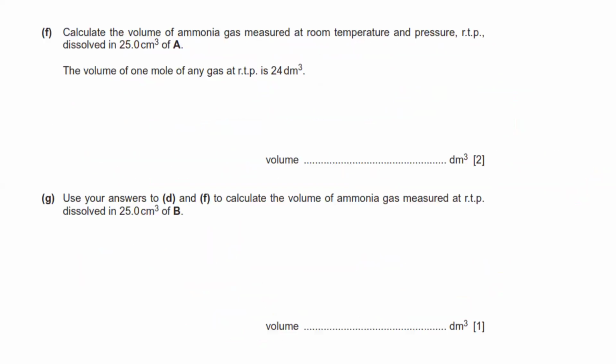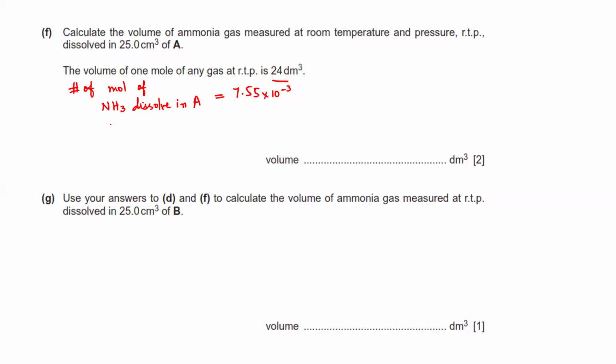Moving ahead, part F says calculate the volume of ammonia gas measured at room temperature and pressure dissolved in 25 centimeter cube of A. So we have to find the volume, and it says the volume of 1 mole of gas at room temperature is 24 decimeter cube. So first of all, let's find out the number of moles of NH3 dissolved in A. They are 7.55 into 10 to power minus 3. So these are the number of moles.